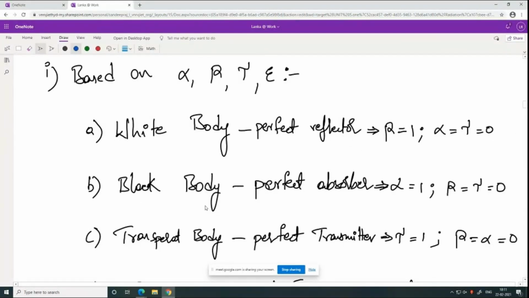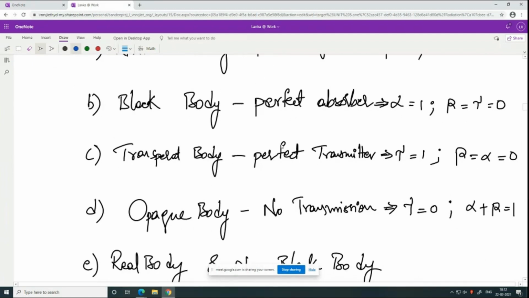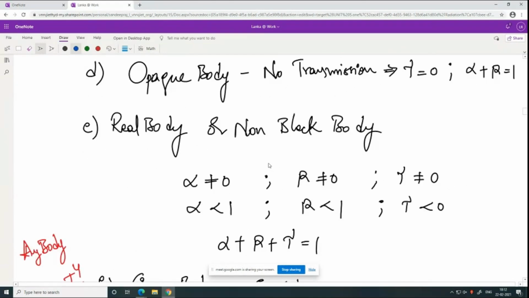Then we have defined what a black body is. A black body is a perfect absorber, so a perfect absorber will have alpha equal to 1. The other two will be equal to 0. The transparent body we have seen. The transparent body is a perfect transmitter, so it will have perfect transmittivity. That is, transmittivity is equal to 1, and the other two will be equal to 0. And the opaque body we have seen. An opaque body will not have any transmission, so tau will be equal to 0, and the sum of the other two will be equal to 1.